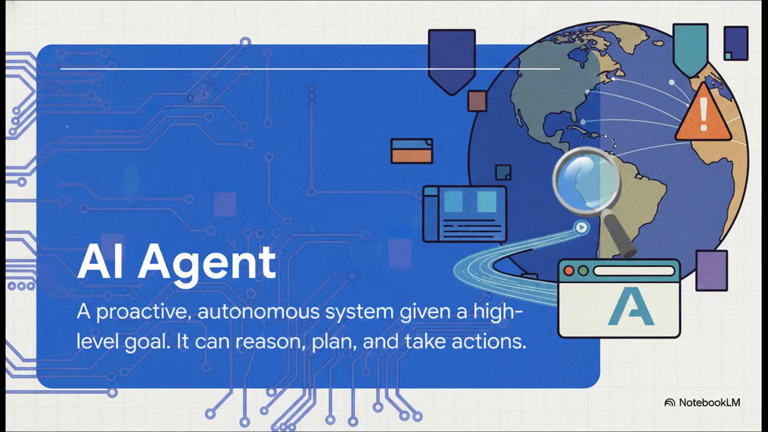So what even is an AI agent? The ChatGPT we use today is mostly an assistant. It's reactive. You ask it a question, it gives you an answer. Simple enough. But an AI agent, that's totally different. It's proactive and autonomous. You don't just give it a single little prompt, you give it a high-level goal. The agent then has the power to reason, to create a multi-step plan, and to actually take actions across different websites and apps to get that goal done for you.